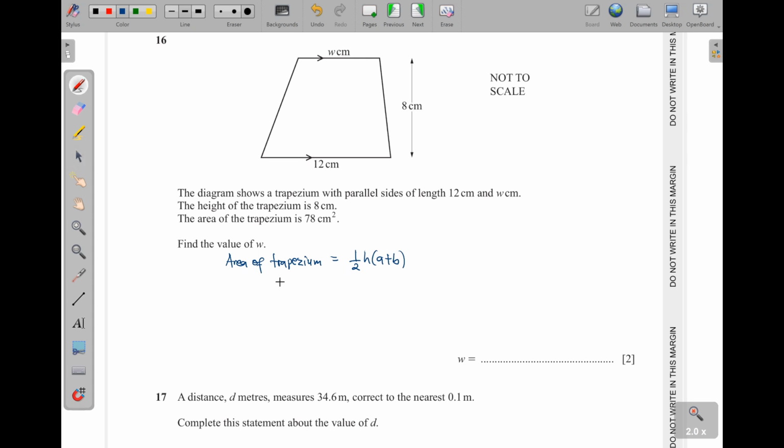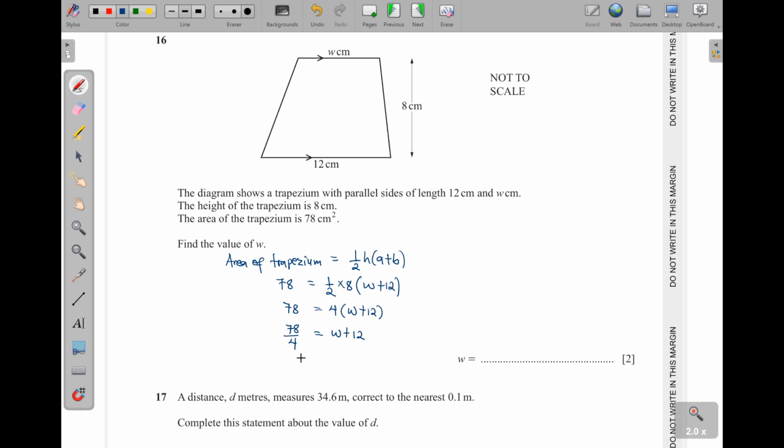So area of the trapezium is given as 78. Then here we have a half. Our H is 8. It has to be the perpendicular height, that is the distance between the two parallel sides. Then we have W here, then plus 12. Of course, this one will give us 4 into W. If you want, you can open the brackets, but better to say 78 divided by 4, then W plus 12.